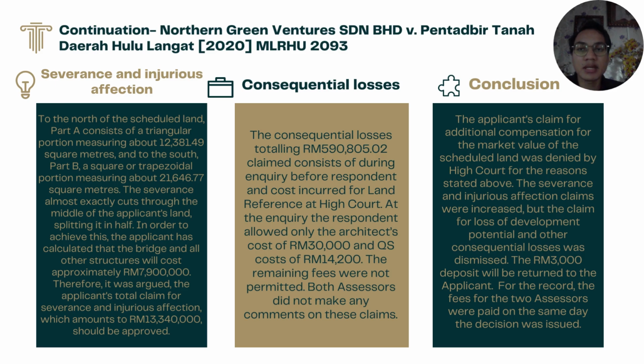The land of the applicant has been divided into two parts, Part A and Part B, as a result of the acquisition. To the north of the scheduled land, Part A consists of a triangular portion measuring about 12,381.49 square meters, and to the south, Part B, a trapezoidal portion measuring about 21,646.77 square meters. The severance almost exactly cuts through the middle of the applicant's land, splitting it in half.